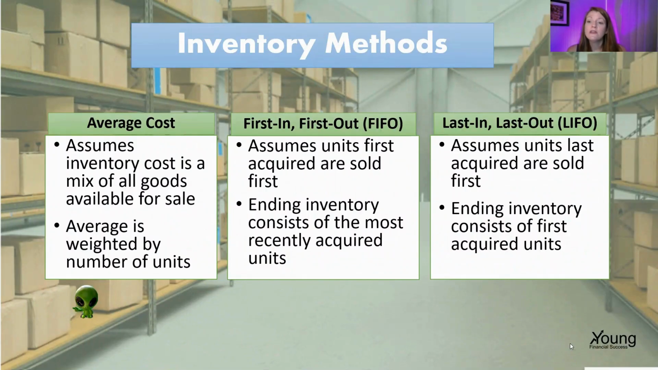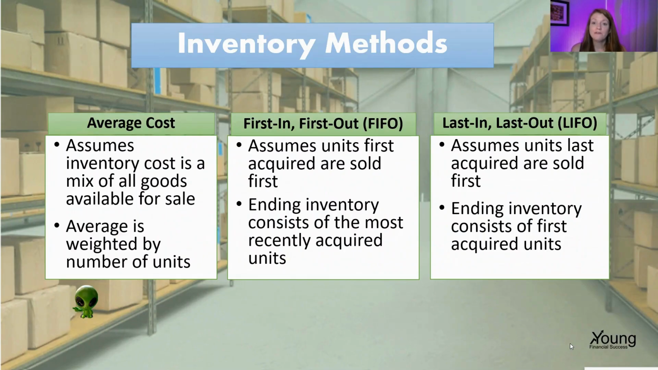Average cost. This assumes inventory cost is a mix of all the goods available for sale. Like, look, we're selling bars of chocolate, and we're just putting them all in one big bin, and people can grab one out whenever they want it. We're just going to average the cost together. Some may have cost us a little bit more to make because the prices had increased over time, but we're just going to average the cost together. So the average is weighted by the number of units.